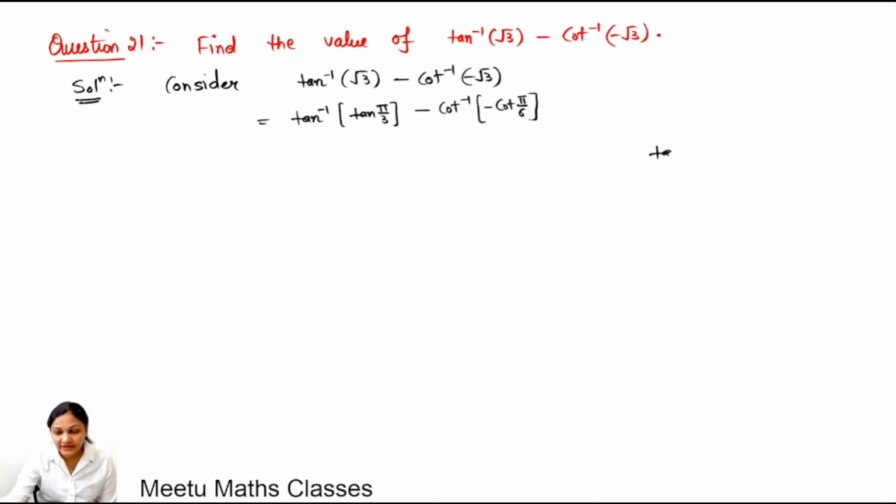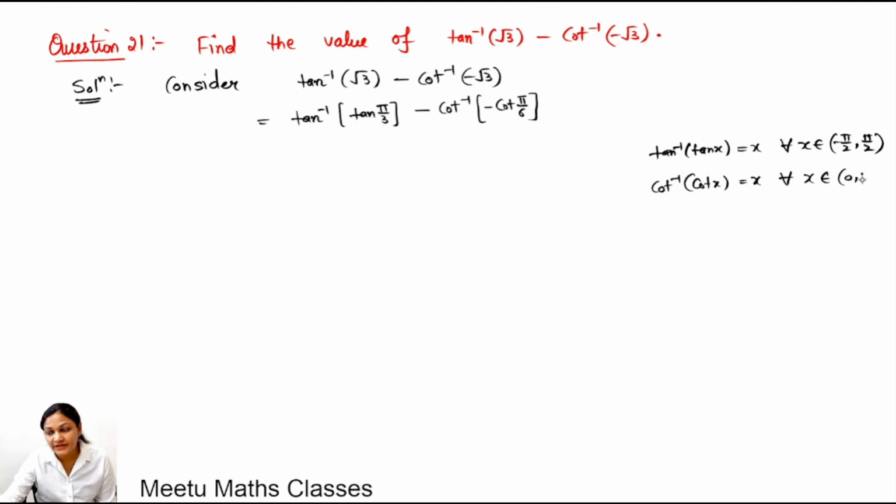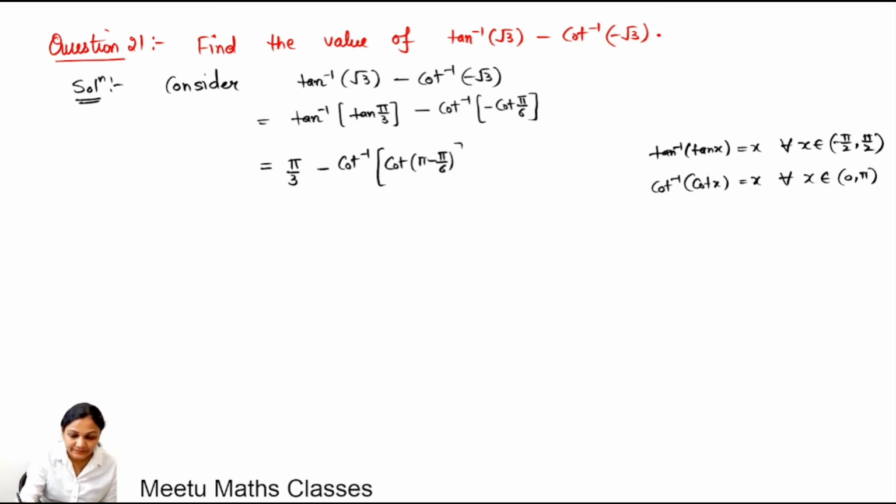Now we know that tan inverse of tan x is equal to x for all x lying in the open interval minus pi by 2 to pi by 2, and cot inverse of cot x is equal to x for all x belonging to the open interval 0 to pi. Here pi by 3 is lying between the open interval minus pi by 2 to pi by 2, hence invertible, and your answer is pi by 3. But here for the negative cot, you have to shift your angle to the second quadrant. So this can be written as cot of pi minus pi by 6.